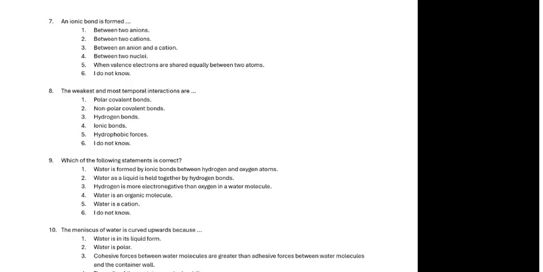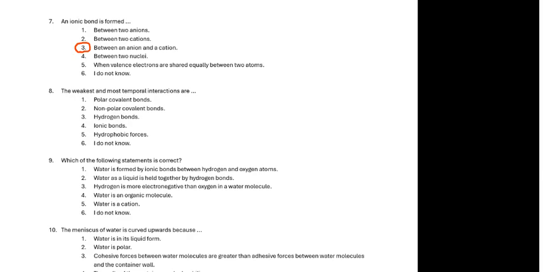So let's go to question 7. An ionic bond is formed between two anions. So this is not true. Between two cations, this is not true. Number 3, between an anion and a cation, which is true. That's how an ionic bond is formed, between a positively charged atom and a negatively charged atom, which are called anion, negatively charged, and cation, positively charged.